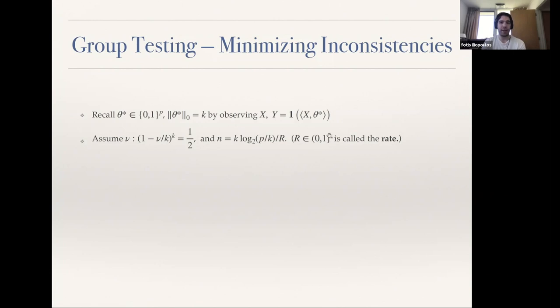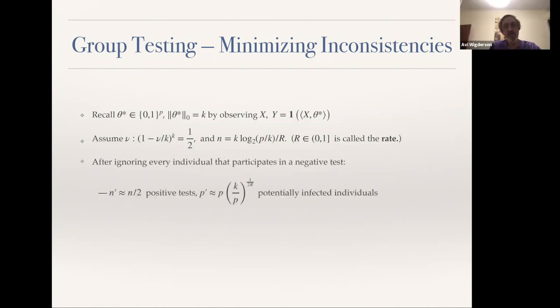And in general, we're trying to see for which value of R we can efficiently find solutions. Okay, so R goes from 0 to 1. The smaller it is, the more tests we have, and the easier the problem. But you want to get to 1.